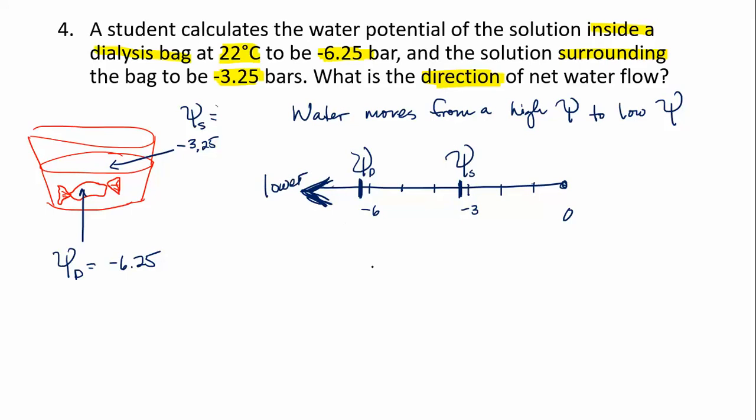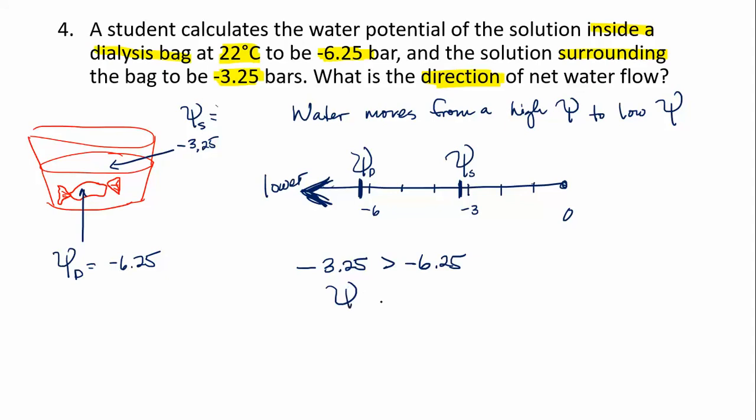So what is the smaller number? Well, the smaller number is that dialysis bag water potential. So what that means is negative 3.25 is greater than negative 6.25. Kind of backwards when you're dealing with negative numbers, so keep that in mind. Nobody's going to judge you if you have to sit there and draw a number line to help you remember this on the test. Honestly, I'll be sitting there going, good, you learned.